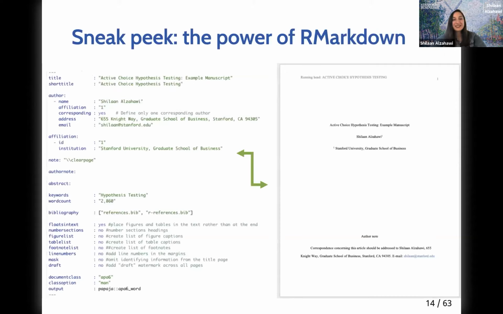So here's a little sneak peek of the power of R Markdown. I'll be talking more about what you see here. What you see here in between these 3 dashes is what we call the metadata of a document, the front matter also. And in it, I specify certain parameters like the title, the author, the keywords, the word count, etc. And then when I click knit, which means render this document, this is what's created.